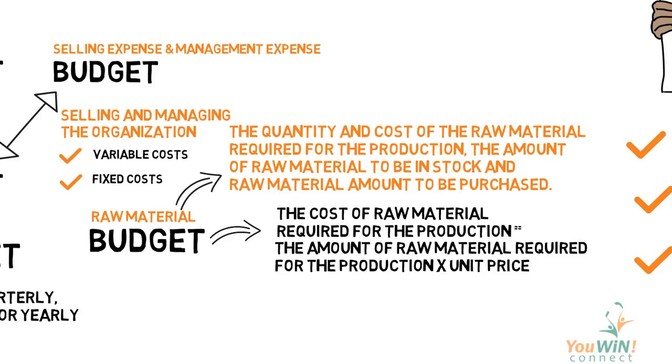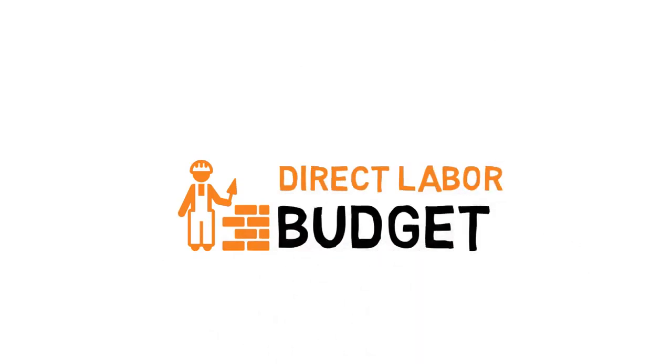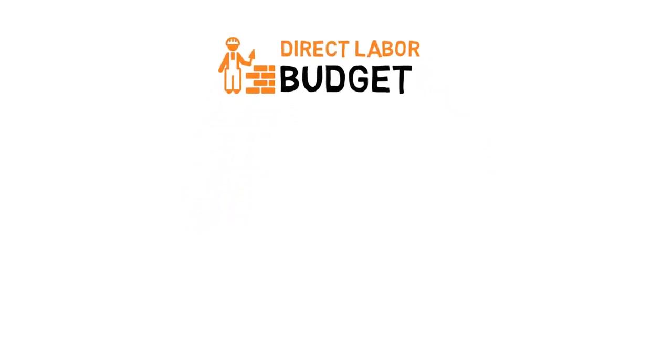Let's take a look at the direct labor budget. In order to forecast the labor required to meet the production needs, the budget of direct labor cost comprises the two main components required to price labor.